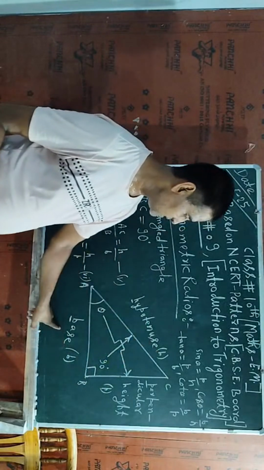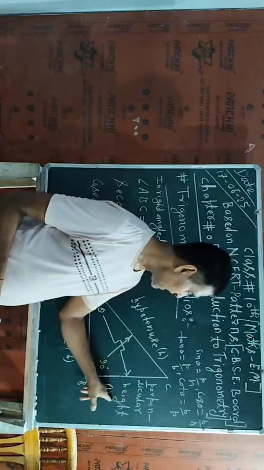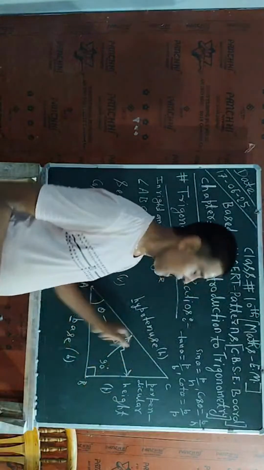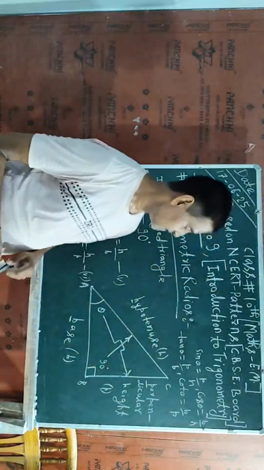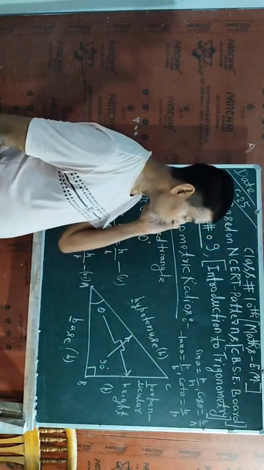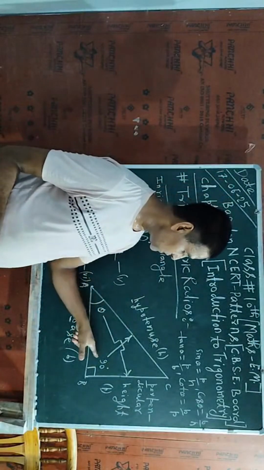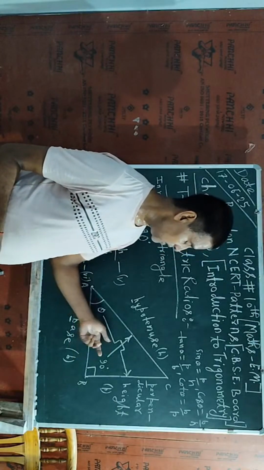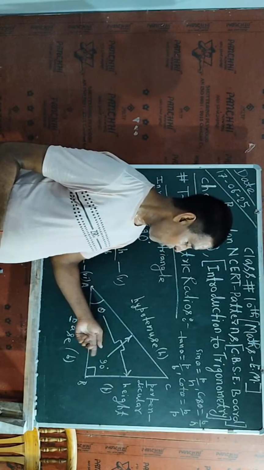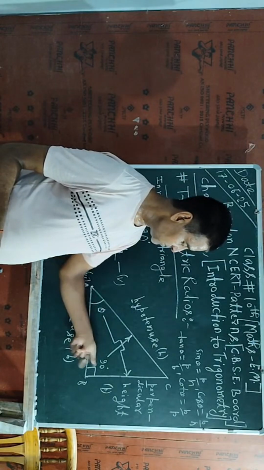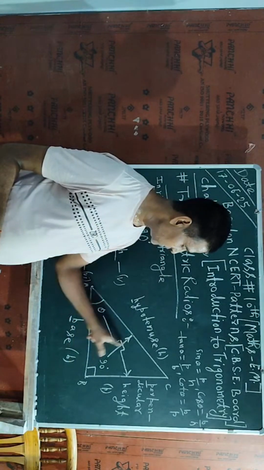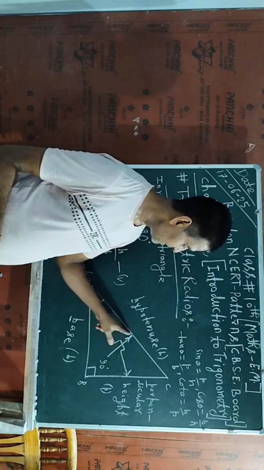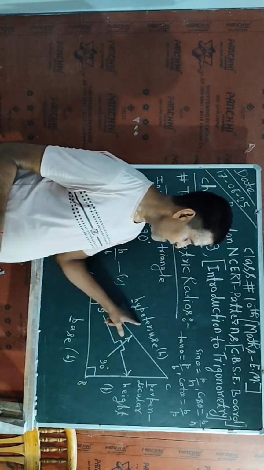B stands for base, P stands for perpendicular height, and H stands for hypotenuse of the right angle triangle. Students have to concentrate on this point. If students concentrate on this point, they will get the right solution of any question. Because if this is 90 degrees, then the line along it will be the hypotenuse.